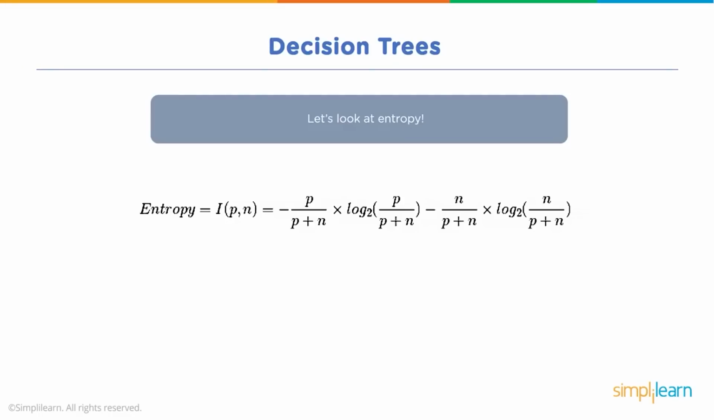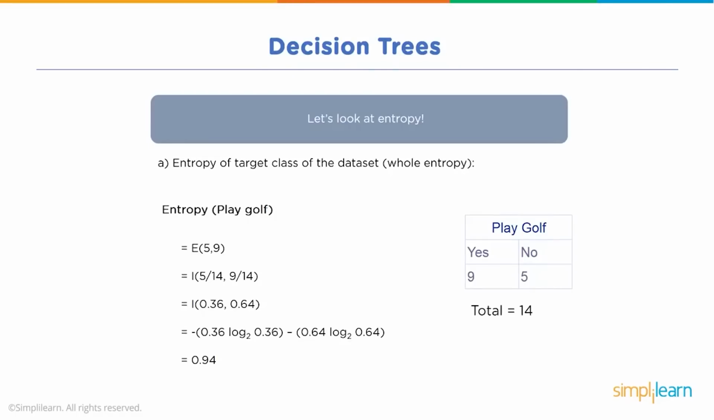And we simply have minus p over p plus n times log base 2 of p over p plus n, minus n over p plus n times log base 2 of n over p plus n. But let's break that down and see what it actually looks like when we're computing that from the computer script side. The entropy of a target class of the data set is the whole entropy. So we have entropy of play golf.